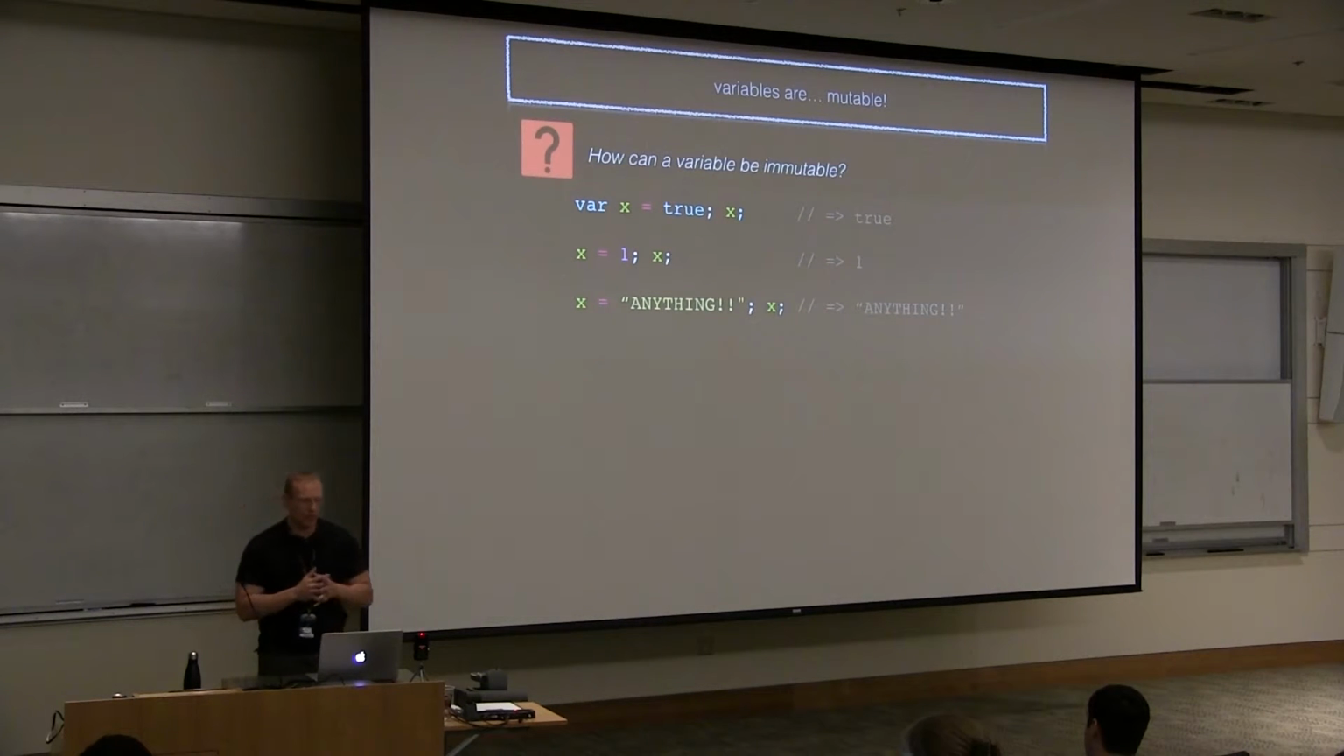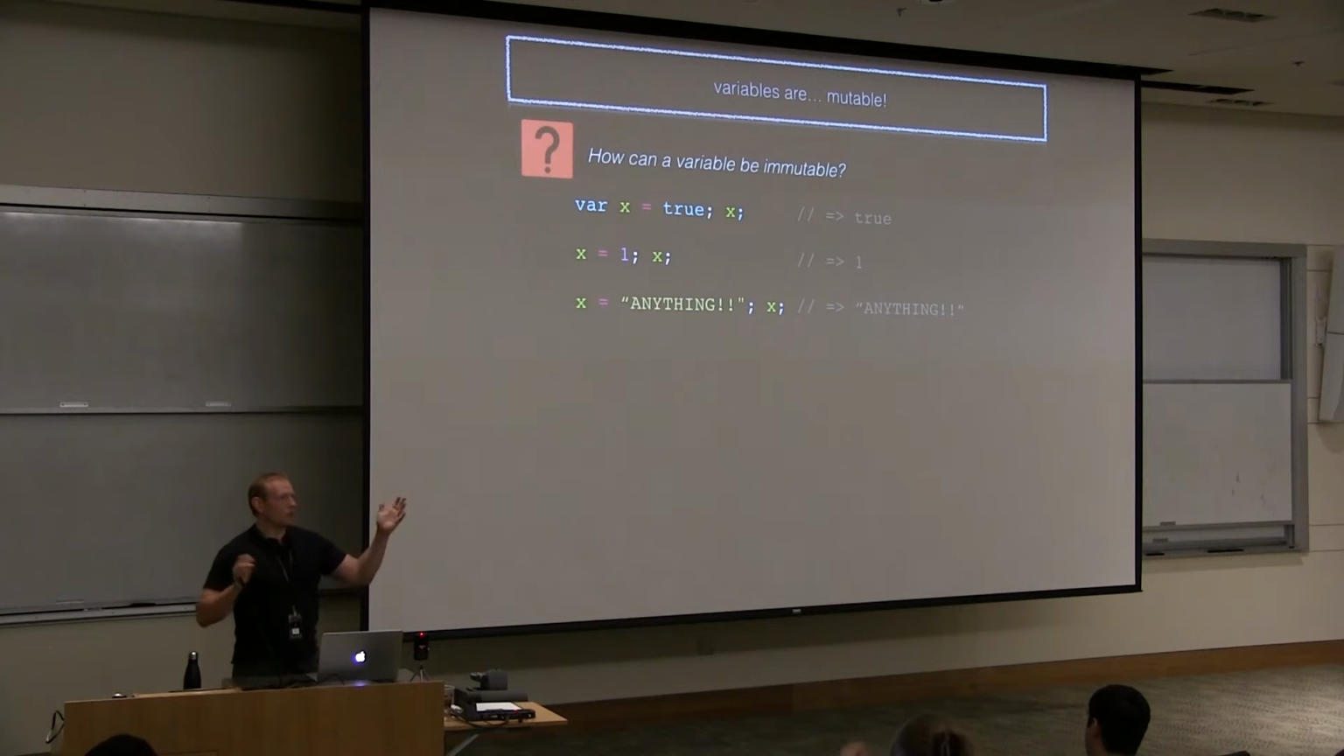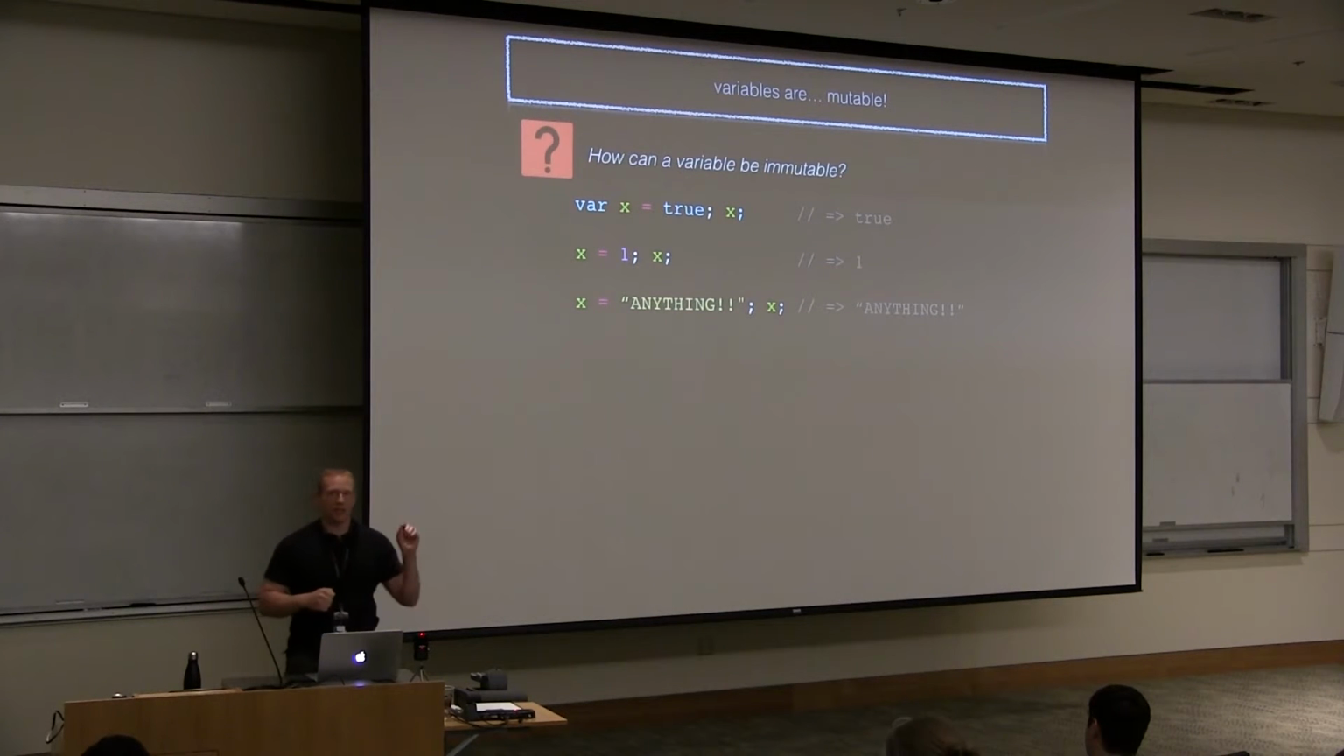If var x can be assigned to be a Boolean, we can verify it's true. We then say x is equal to 1, we've reassigned it, or we can make x equal to a string that is anything. So in fact, if x can be anything, how is it then immutable? That is, it cannot change.